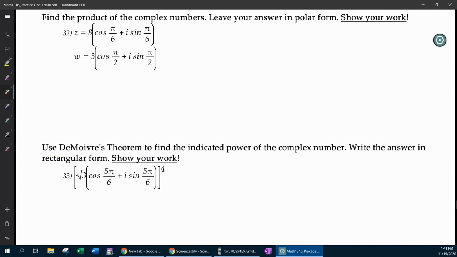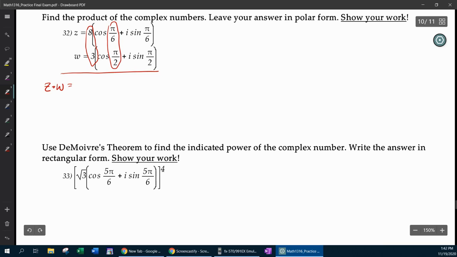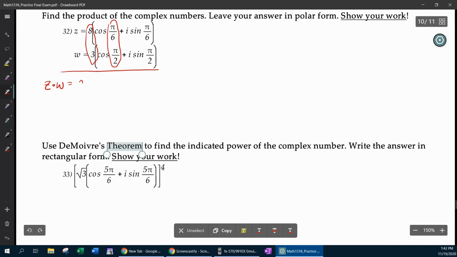Next problem, find the product of the complex numbers. Leave your answer in polar form. And it's a good thing that these are already stacked. Remember when I taught this, I said product means stack them. And the reason you want them stacked, one on top of the other, is it lines up the pieces that go together. So to find the product of two complex numbers in polar form, you need to multiply the radii. 3 times 8 is 24.